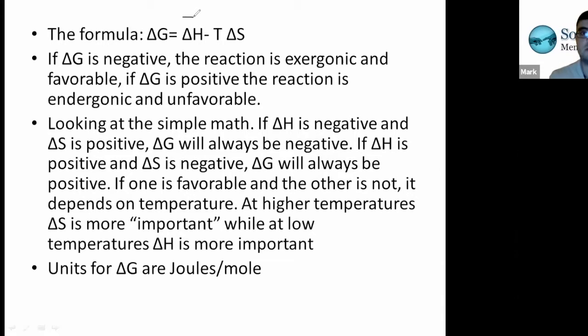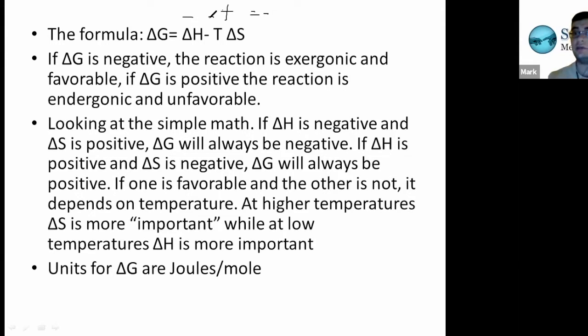So we have a negative number minus... temperature is always a positive number. Temperature can't be negative, especially in Kelvin, at least. In Celsius, it could be, but in Kelvin, it could never be negative. We take temperature and multiply it by a positive number, so we take two positive numbers and multiply them together to get a positive number. A negative number minus a positive number is always going to be a negative number, no matter what the numbers are. And we know that when delta G is a negative number, it's also favorable.